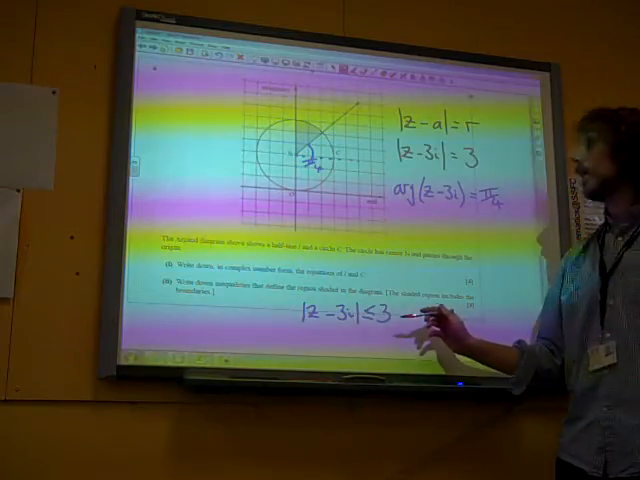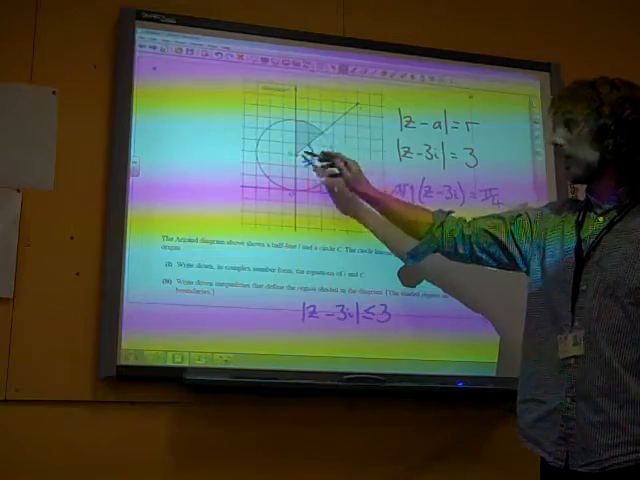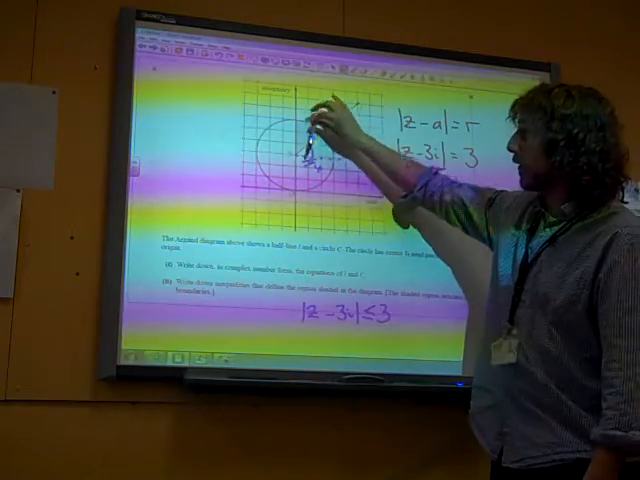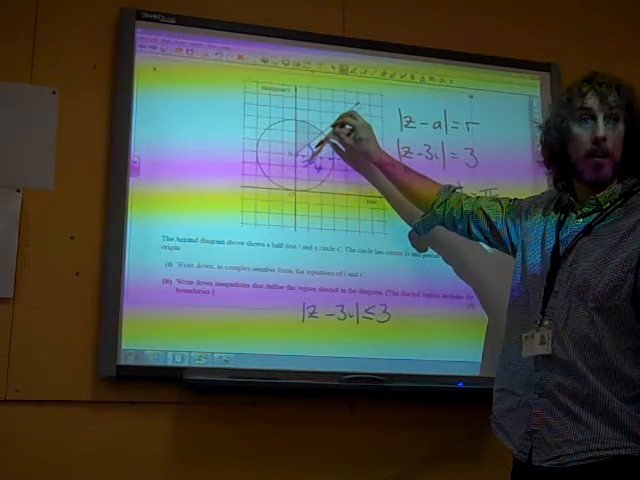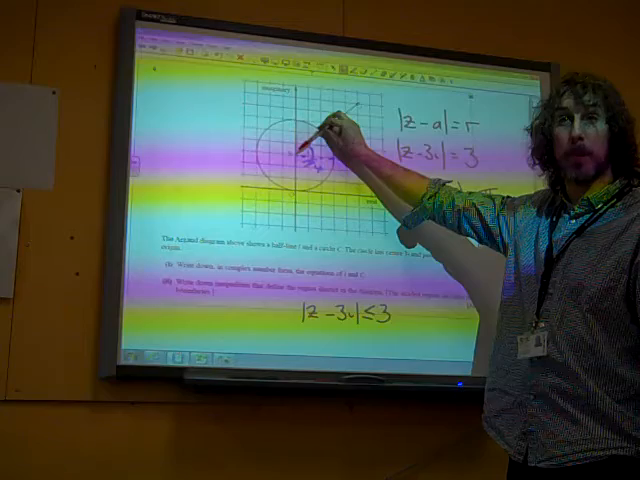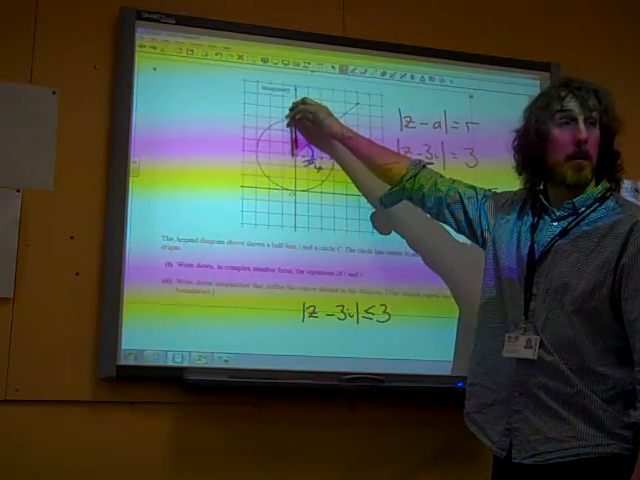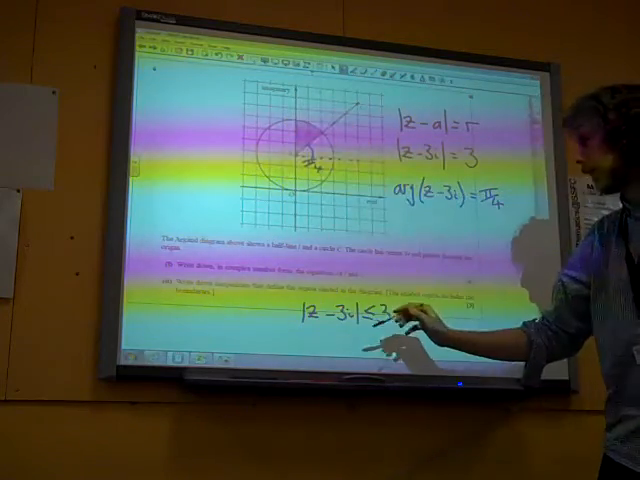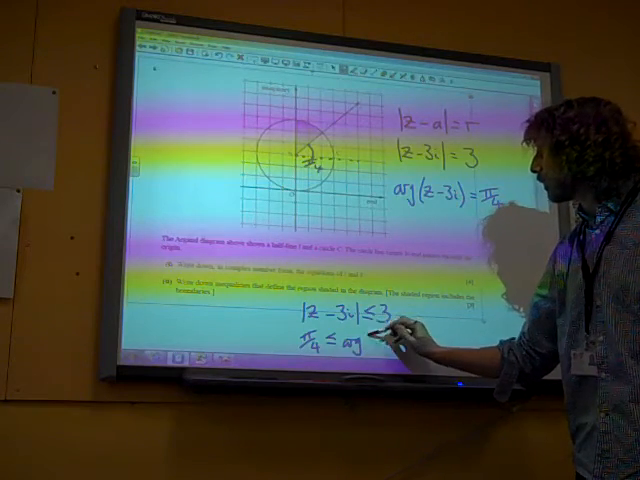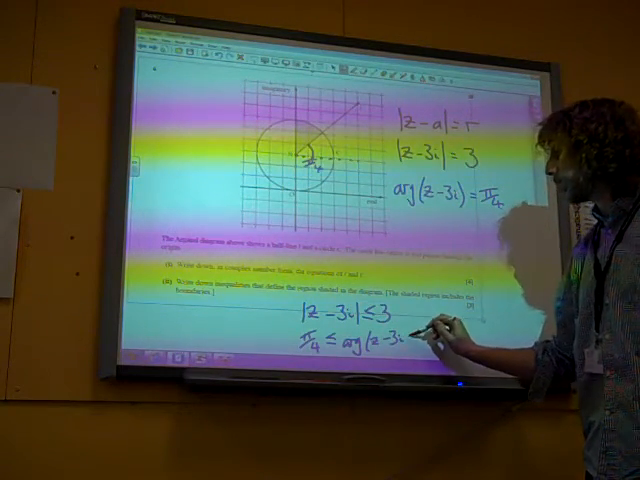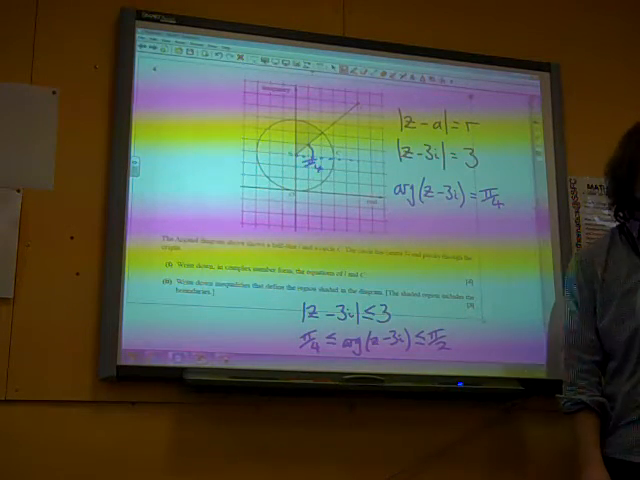And also, we're shading above that line, but not beyond that point. So the argument of our line has got to be more than what it was, which is pi by 4, and less than that one. And that would be pi by 2, wouldn't it? So the argument has got to be greater than or equal to pi by 4, and less than or equal to pi by 2.